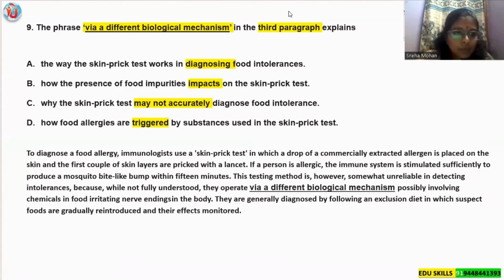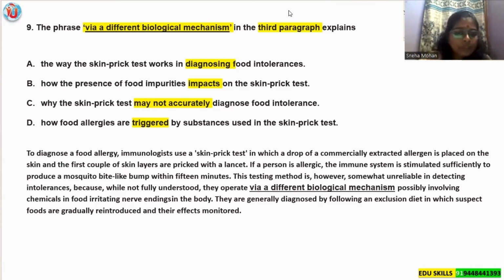Yes, next, let us move on to the answer options. Answer option A: the way the skin prick test works in diagnosing food intolerances. So the keyword taken is diagnosing. Next, answer option B: how the presence of food impurities impacts on the skin prick test. Impacts is the keyword taken. Next, answer option C: why the skin prick test may not accurately diagnose food intolerance. So the keyword taken is "may not accurately." Okay. Next, answer option D: how food allergies are triggered by substances used in the skin prick test. Here, we have taken the keyword as triggered.